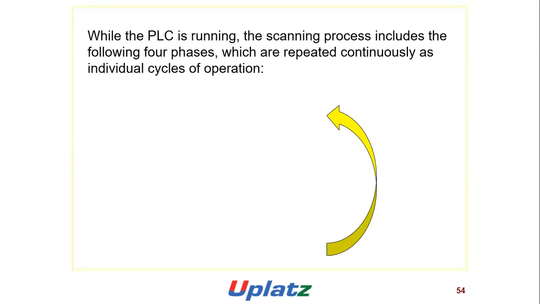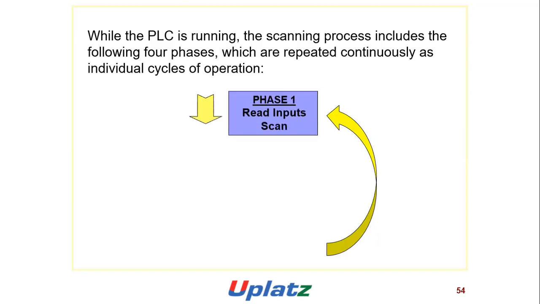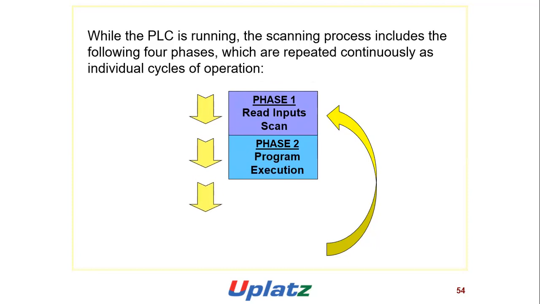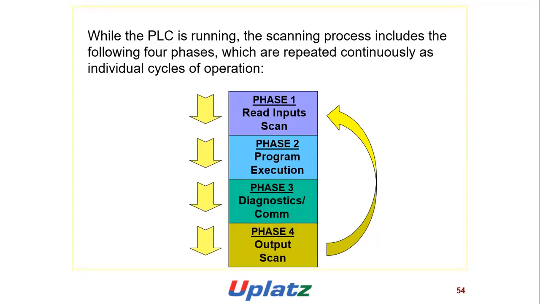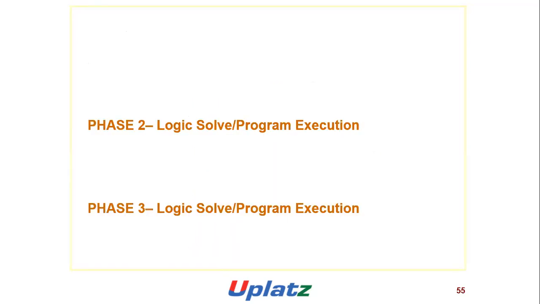While the PLC is running, the scanning process includes the following four phases, which are repeated continuously as individual cycles of operation. Phase 1, read scan inputs. Phase 2, program execution. Phase 3, diagnostic and communication. Phase 4, output scan.